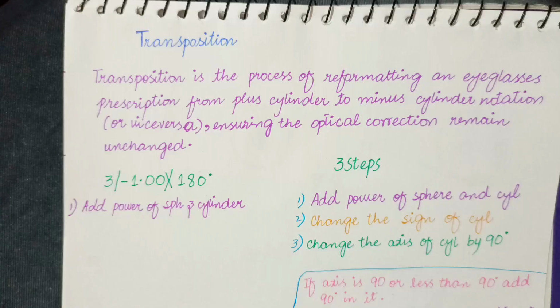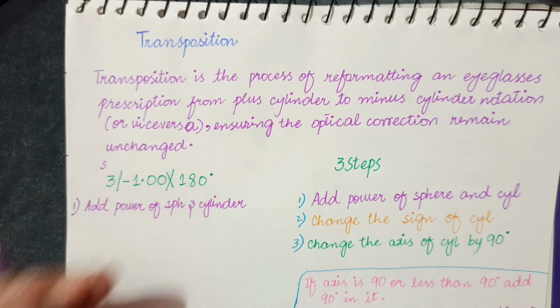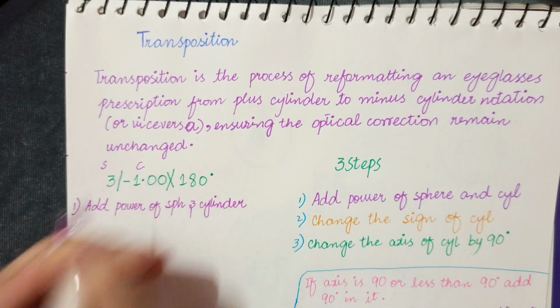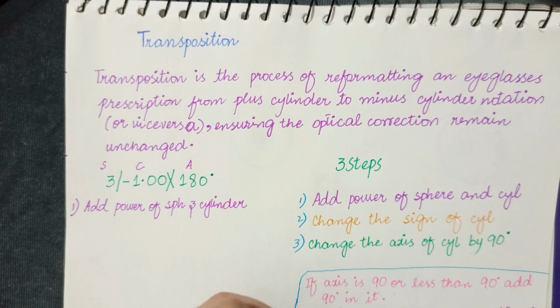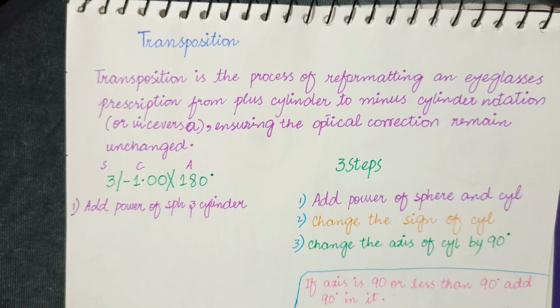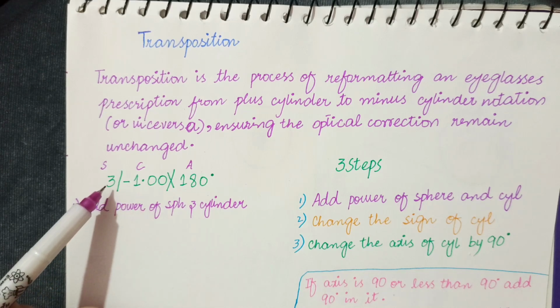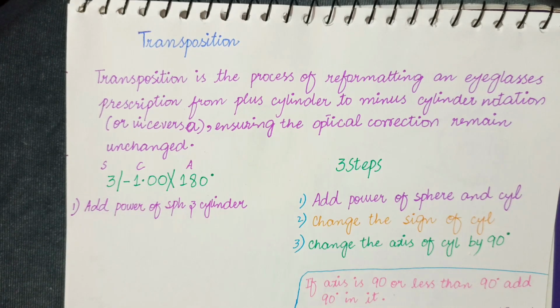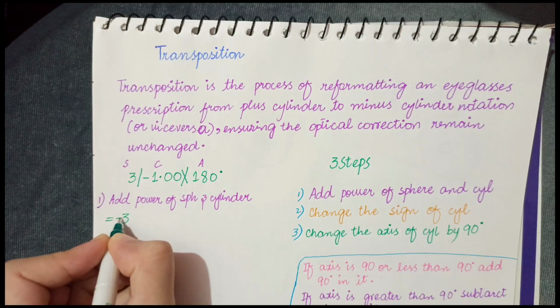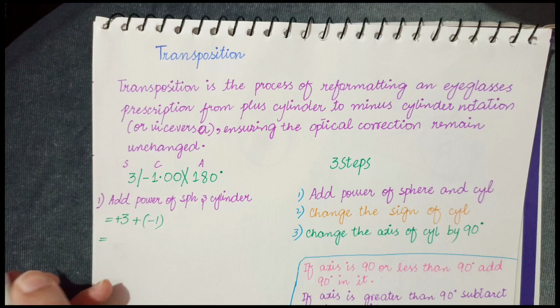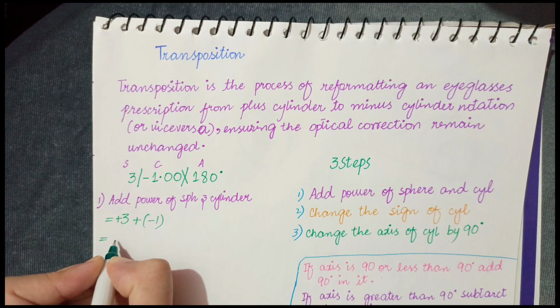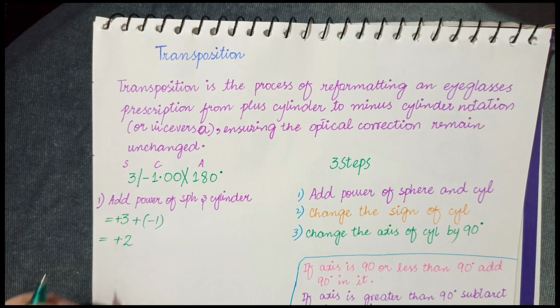So here's an example. As we know, this is the sphere, this is cylinder, and these are the axes. This is the sphere power that we have gotten, this is cylindrical power, and this is the axis. The first step is to add the sphere and cylinder power and see what we will get. What we will get is the positive 2. So the sphere is positive 2.